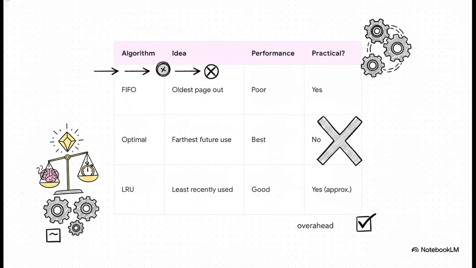So let's just wrap this part up. This table lays it all out beautifully. You've got FIFO, simple and practical, but the performance is pretty bad. You've got optimal, best possible performance, but totally impractical. And then you have LRU, which really hits that sweet spot. It gives you good performance, and we can actually build it, even if it takes a little more work.